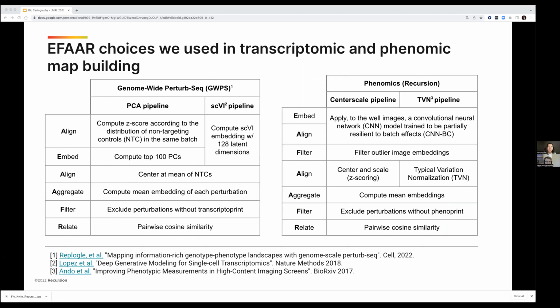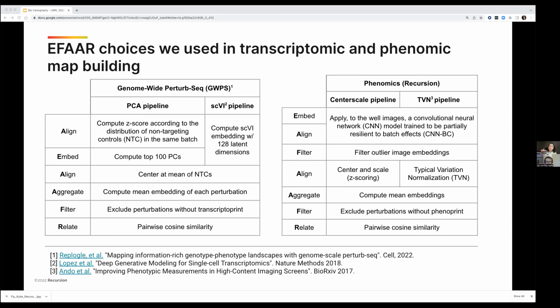Now we did apply these benchmarks and our pipeline to two orthogonal data sets: the recently published genome-wide perturb-seq by Replogle et al., and the Recursion phenomic data. For each of these two maps, we're comparing two pipeline choices. On the left, we show those for the transcriptomic map. The first option is a slight variation on the one that was used in the Replogle et al. paper, and we call it the PCA pipeline here. The gist is that it employs linear dimensionality reduction and batch correction techniques, while the second one, which we call the scVI pipeline here, uses nonlinear dimensionality reduction and batch correction as provided by a conditional variational autoencoder.